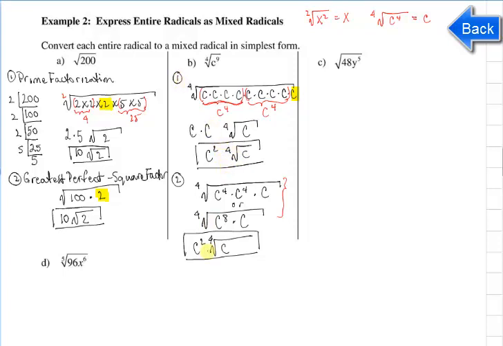Now the other thing that we want to consider with this is our restriction. Because we have an even index, and we have a variable inside our radical sign, we need to worry about a restriction. So we want to know when c to the 9 is greater than or equal to 0.